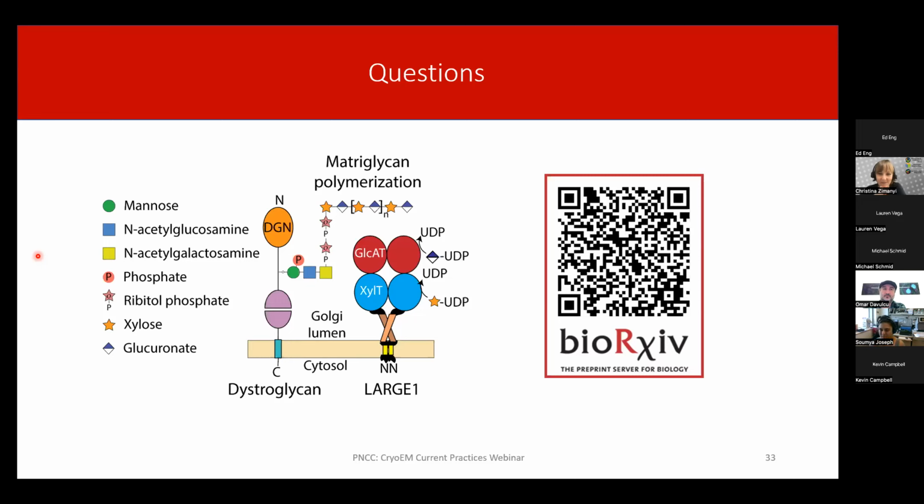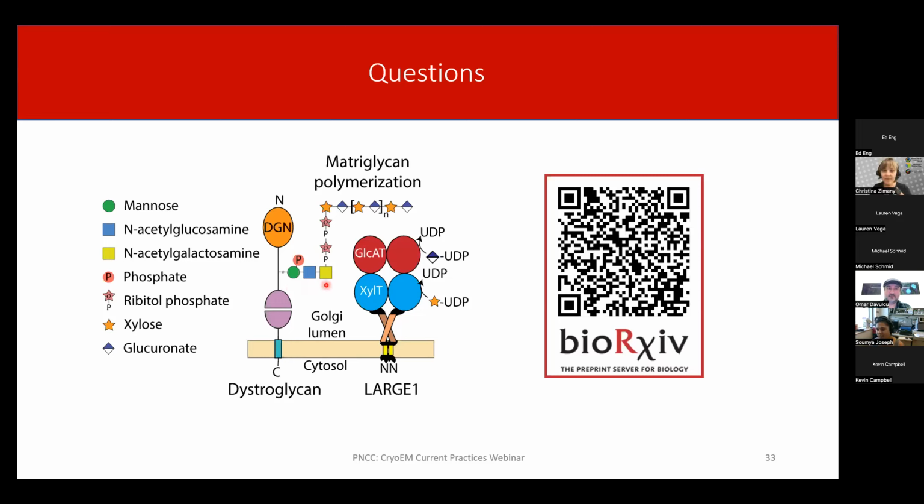Yeah, absolutely. I will say two things. One, I don't think LARGE1 is capable of binding the matriglycan product in a very tight manner. The reason is that enzymes generally don't like to bind their products, and this particular enzyme needs to oscillate between the active sites. So it needs to be fairly mobile in order to do that. The sugar that is actually binding it is this guy.